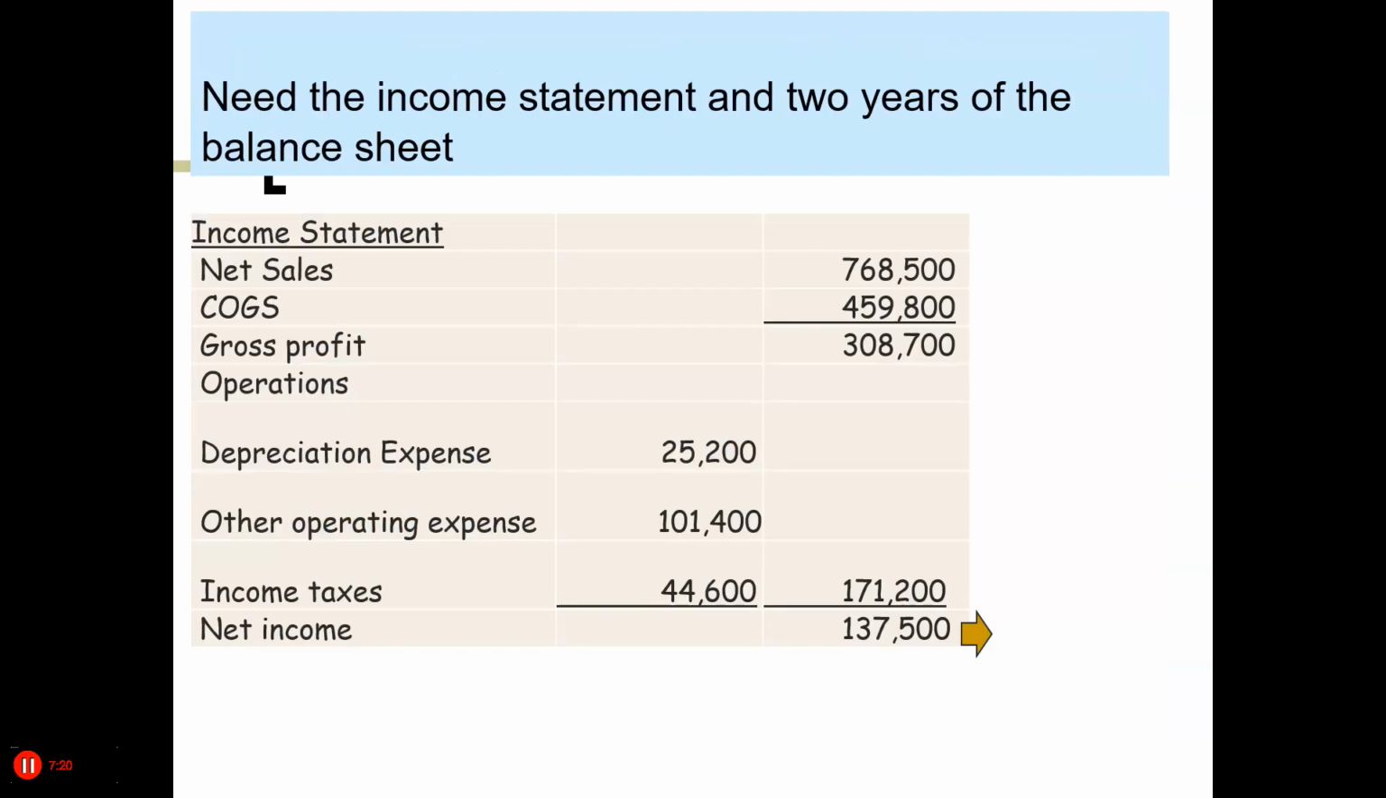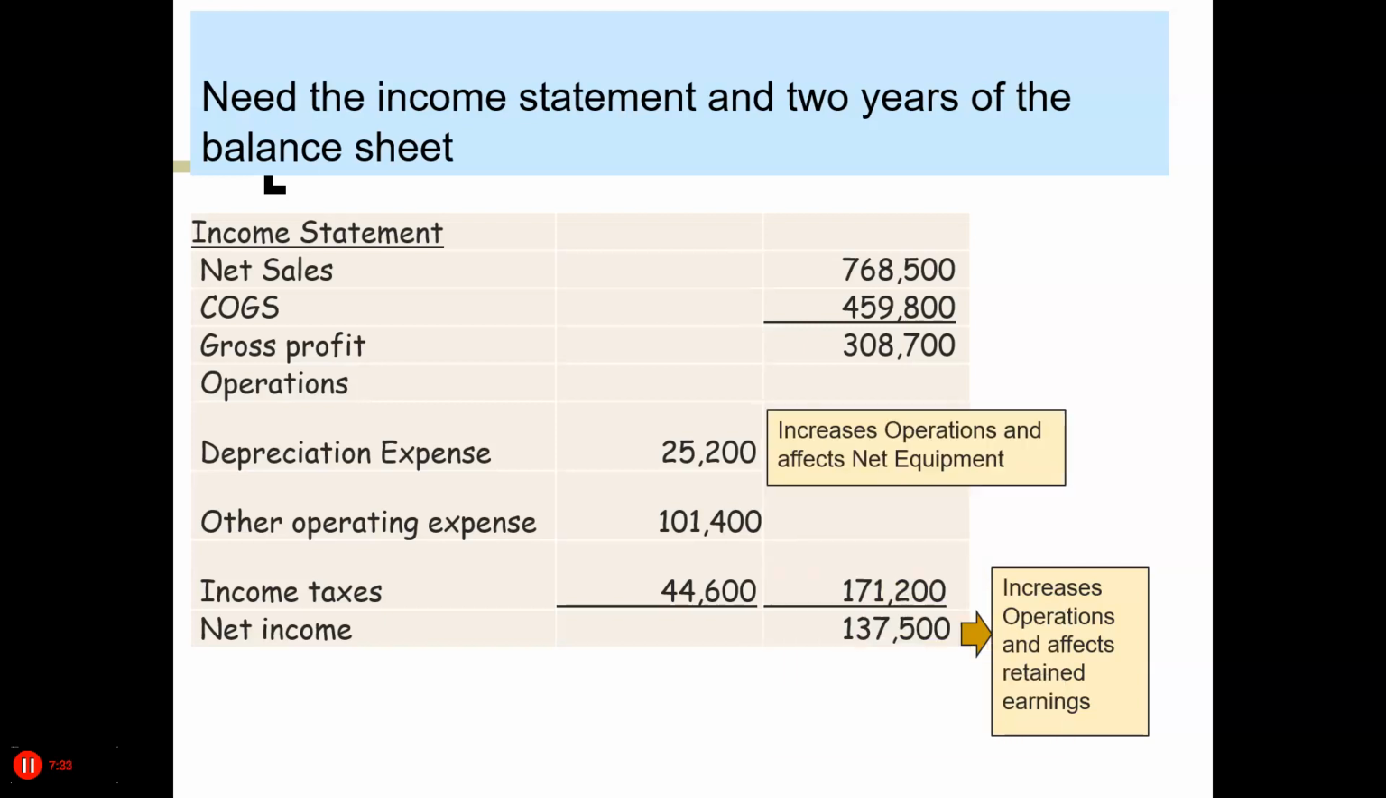So now let's first look at our income statement. Here it is. First, we want to look at the net income because that's going to increase operations. But remember, that's going to be included in trying to determine dividends. So we need that number. Depreciation, it's going to increase operations, but it's going to affect net equipment. So we need that number to figure out if we bought or sold any equipment.